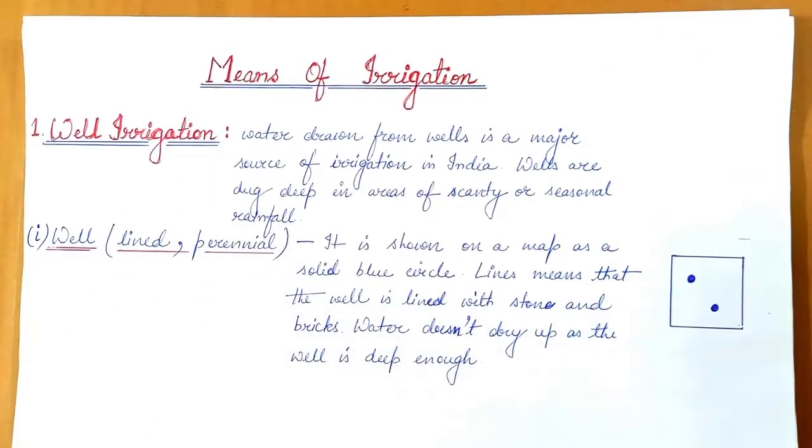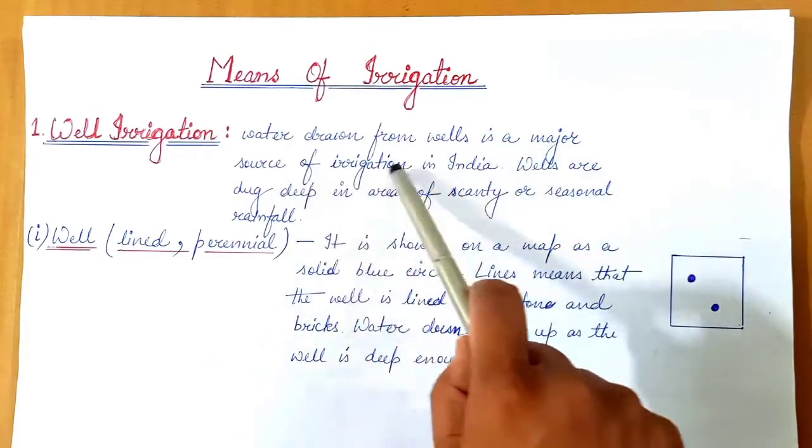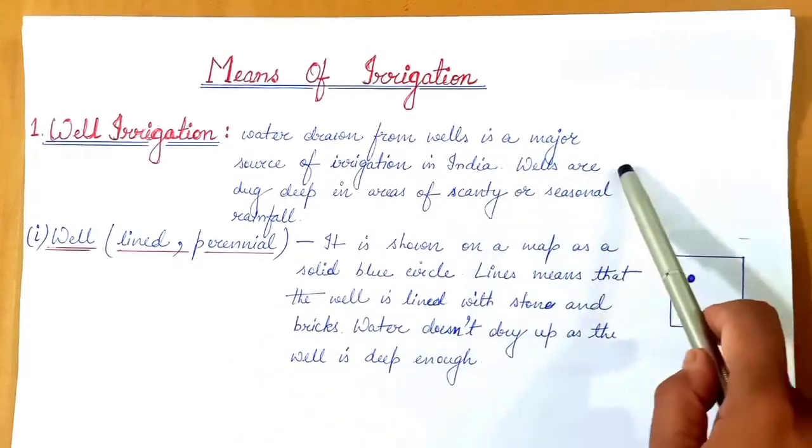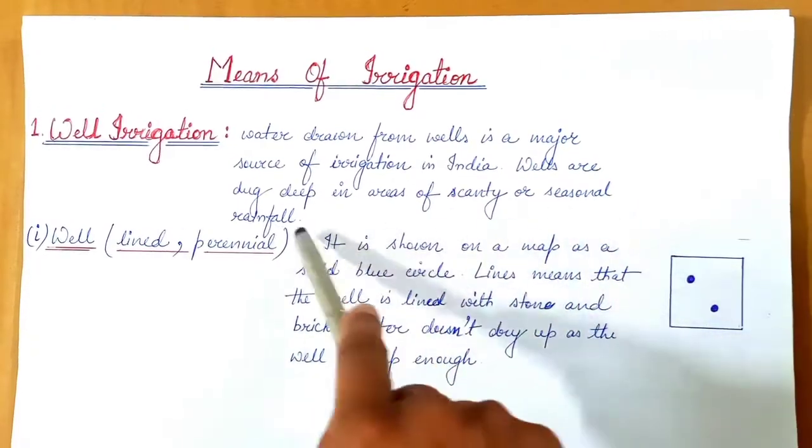As we are learning about the regions of Gujarat and Rajasthan, here the rainfall is seasonal and not very heavy. Therefore, most of the farmers depend on well irrigation and mostly on perennial wells. So water drawn from a well is a major source of irrigation in India. Wells are dug deep in areas of scanty or seasonal rainfall.